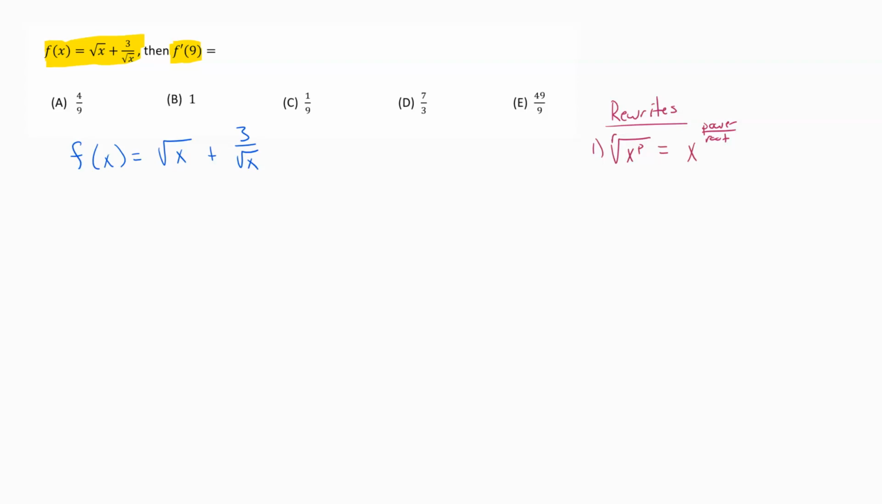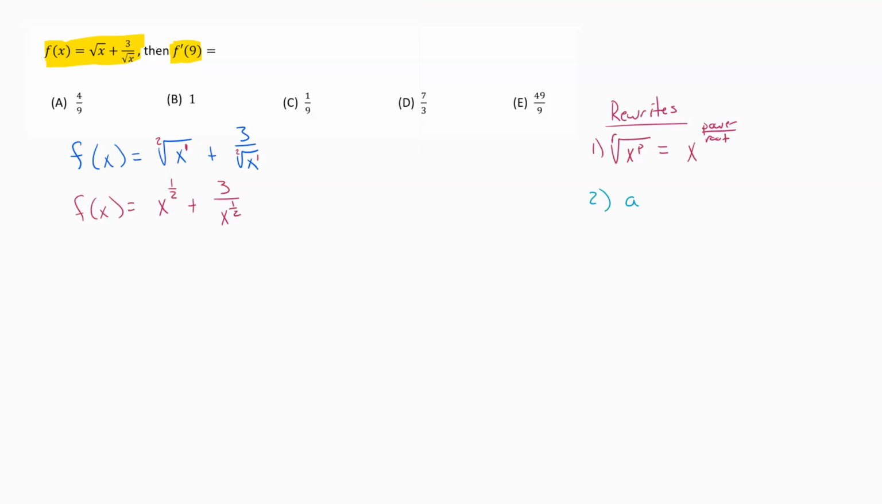So we'll do that first rewrite since both pieces of our problem have it. There's an unwritten 1 for our power on that x and an unwritten 2 for the root. The same thing here, an unwritten 1 for the power and an unwritten 2 for the root. So we rewrite this as x to the power of 1 over the root of 2, plus 3, and on the bottom this is x to the power of 1 over the root of 2.